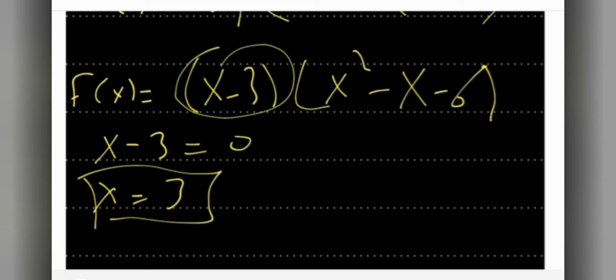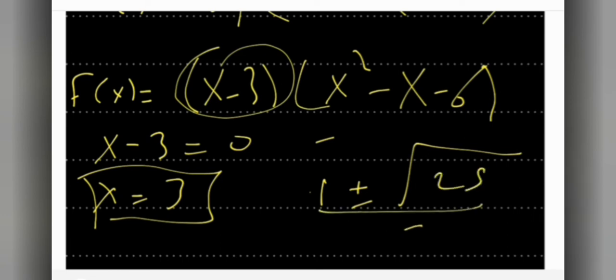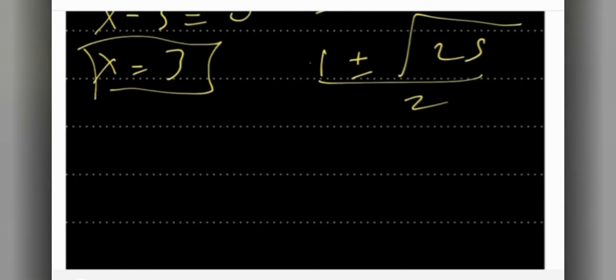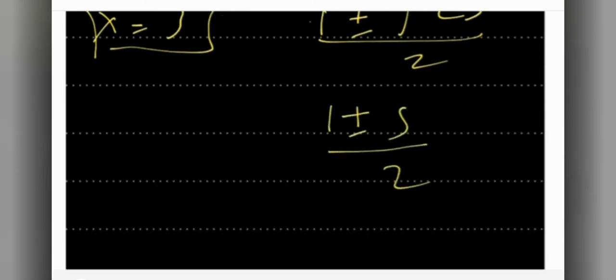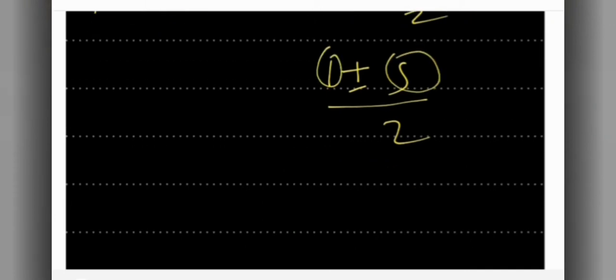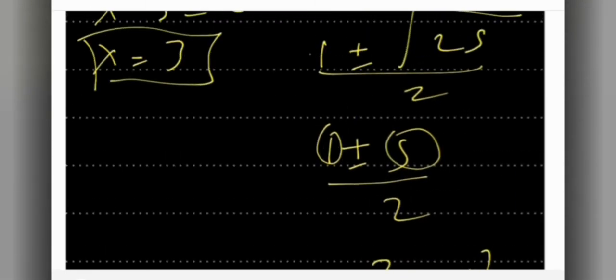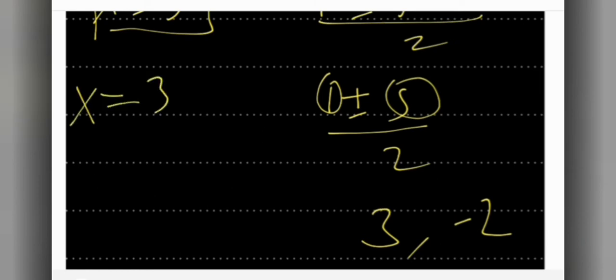So solving with the quadratic formula, b is minus 1 over here, but the quadratic formula is minus b, right? Plus or minus the square root of delta, which is 25, divided by 2. So we have plus 1 divided by 2. So 5 plus 1 is 6, divided by 2 is 3. And 1 minus 5 is minus 4, divided by 2 is minus 2. So these are our roots, right? X equals 3, and x equals minus 2.